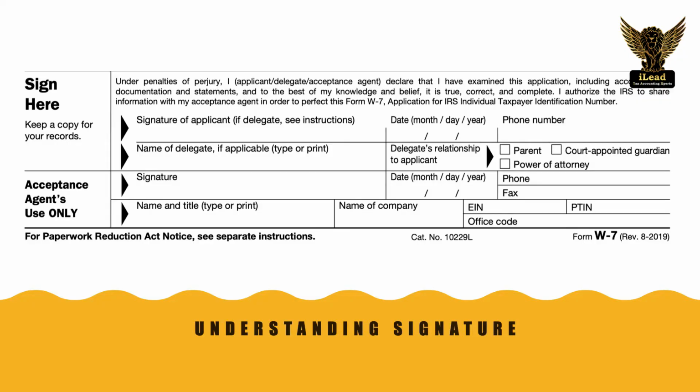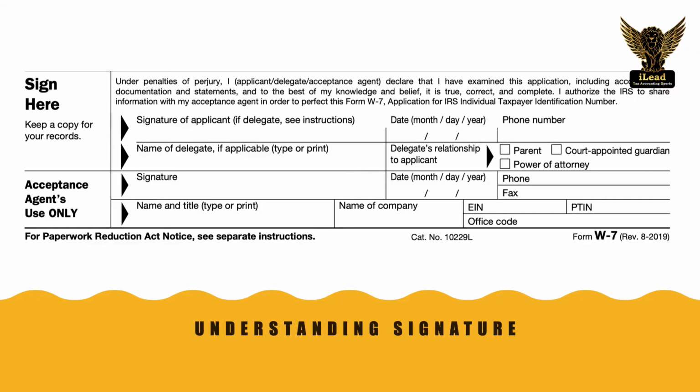Okay, so let's go further. You see the sign here tab. It says that, under penalties of perjury, I declare that I have examined this application, including accompanying schedules, documentation and statement, and to the best of my knowledge and belief, it is true, correct and complete. I love that line here. I authorize the IRS to share the information with my acceptance agent in order to perfect this form.